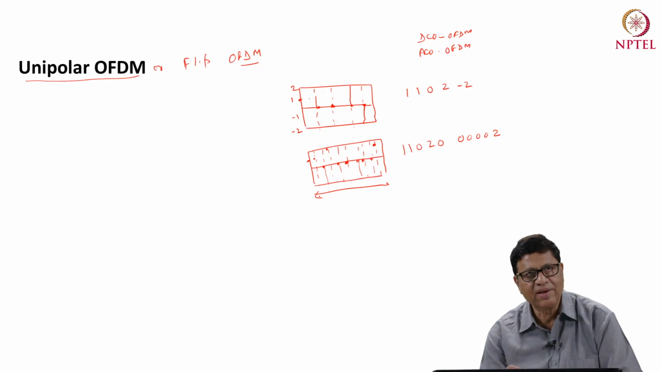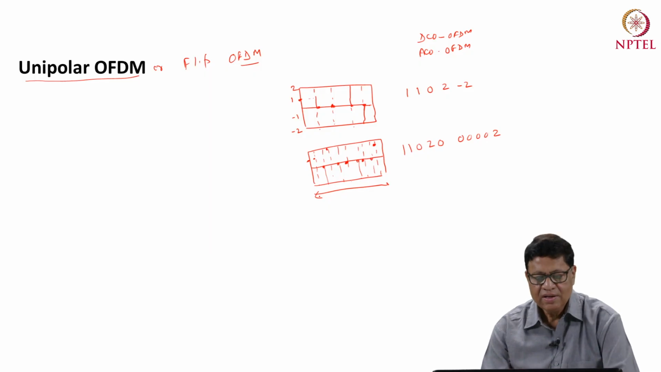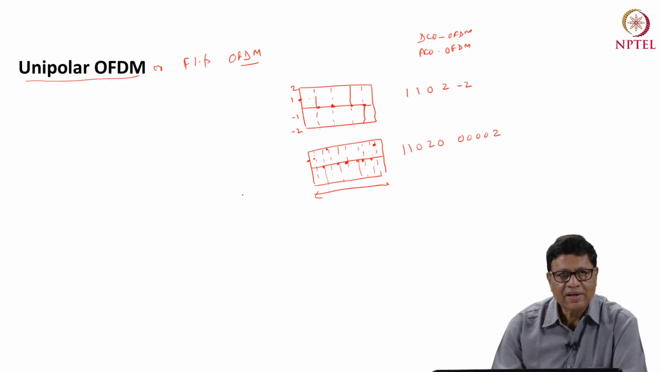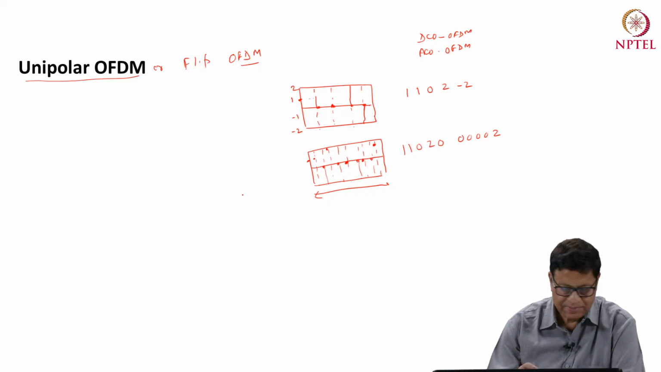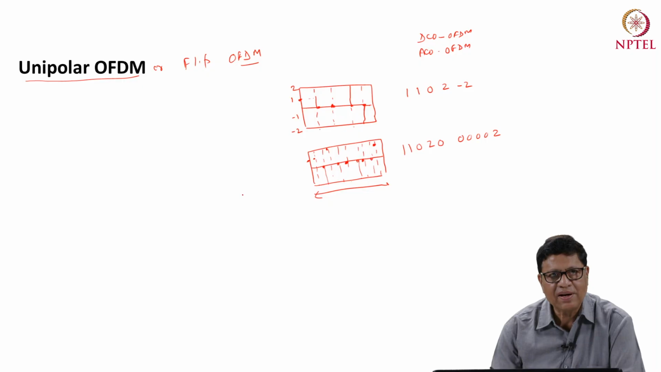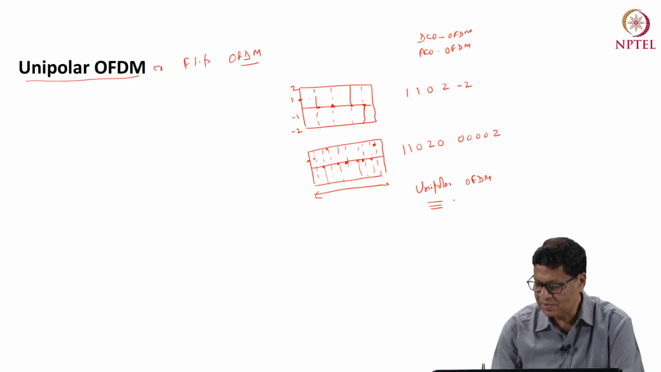So there is no need of giving any DC shift here. So this is also one other technique which is used in optical wireless communication, unipolar OFDM. The performance and the spectral efficiency of unipolar OFDM is the same as ACO-OFDM. So if you see unipolar OFDM, the BER performance is similar to ACO-OFDM in terms of BER and in terms of spectral efficiency.